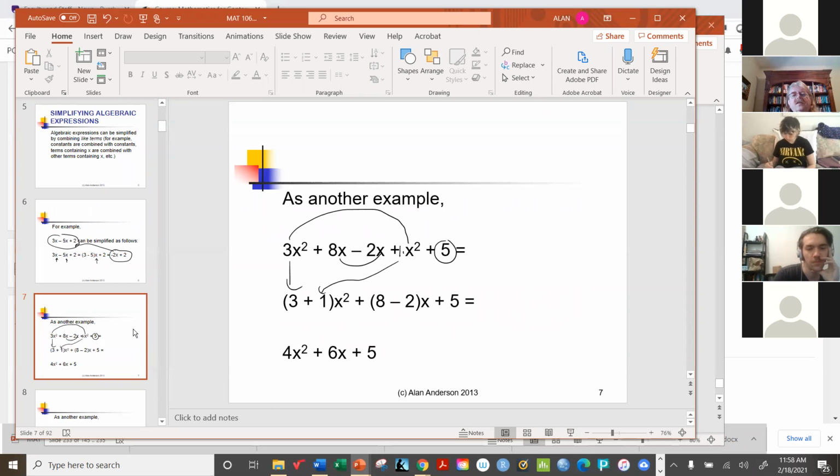These are our x squares. For the x's, we have 8 and -2. And so when all the dust settles, we have 4x squared plus 6x plus 5. And that's as simple as we can get it.